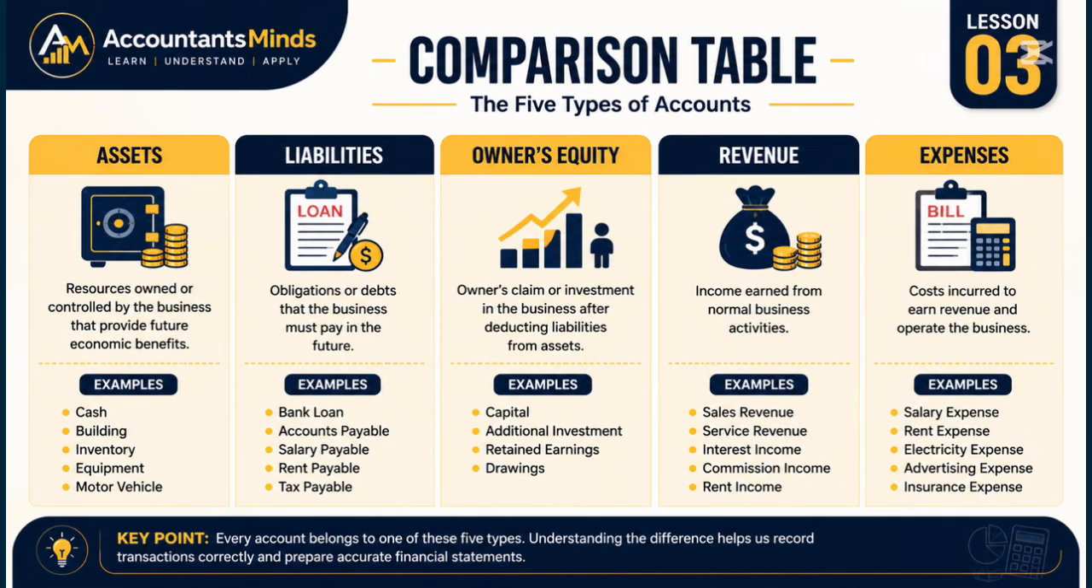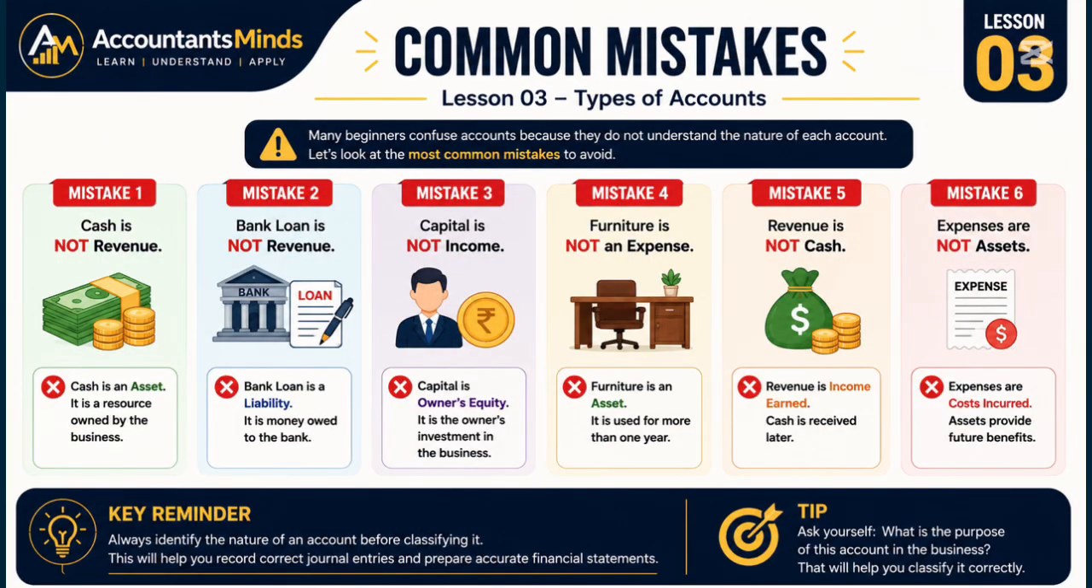Before we finish, let's look at some common mistakes that beginners often make. Many beginners classify accounts incorrectly because they focus only on the account name instead of understanding its nature. For example, cash is not revenue, it is an asset. A bank loan is not revenue, it is a liability because it must be repaid. Capital is not income, it represents the owner's investment. Furniture is not an expense, it is an asset because it will be used for many years.